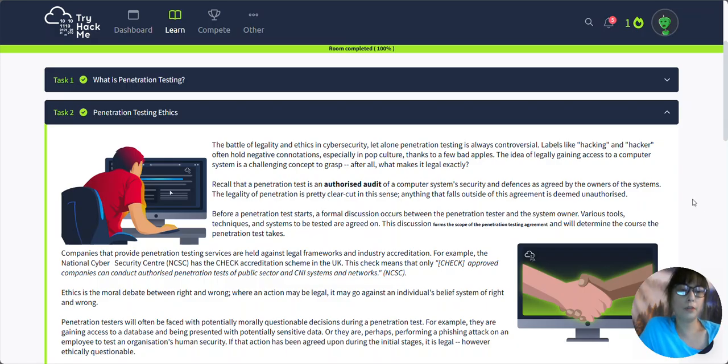Companies that provide penetration testing services are held against legal frameworks and industry accreditation. For example, the National Cyber Security Centre has the CHECK accreditation scheme in the UK. This check means that only approved companies can conduct authorized penetration tests of public sector and CNI systems and networks.